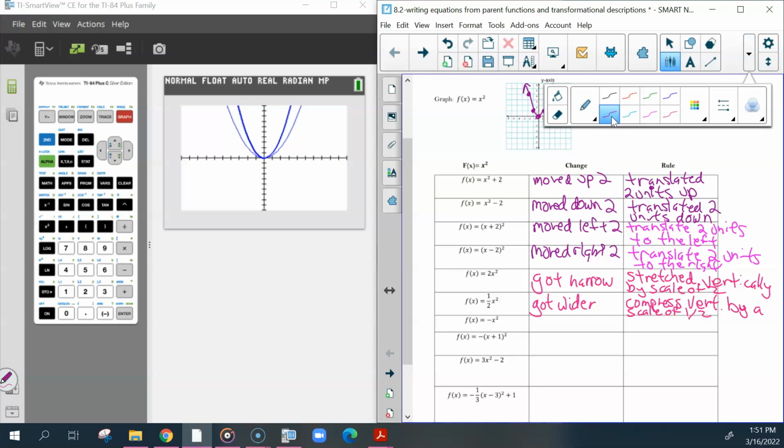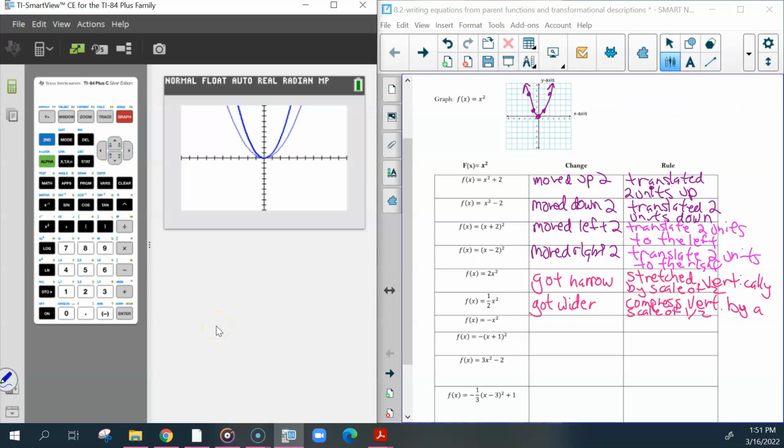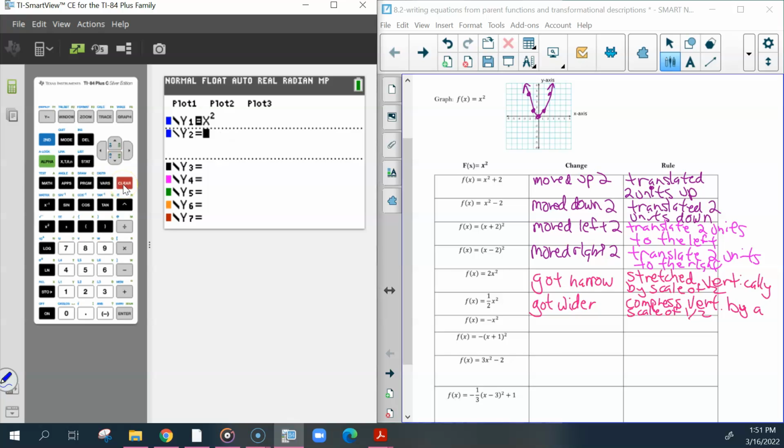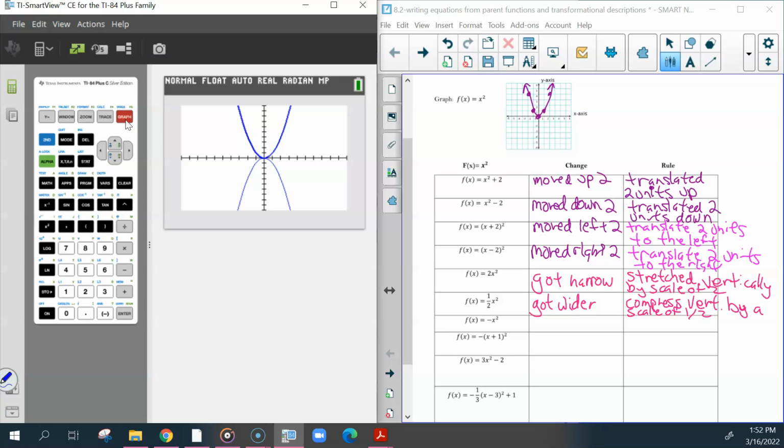So we talked about translating, and we talked about stretching and compressing by a scale. The next thing is what happens if we have a negative output. So I'm going to make this negative: negative x squared. We can probably already think about what happens when it's negative, because we talked about what happens if your a value is positive or negative. If I graph this, I have my parent function, and then I have the negative version of that. It literally is flipped upside down.